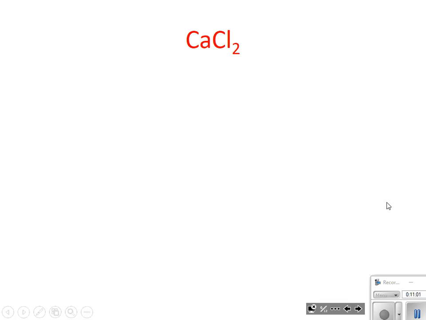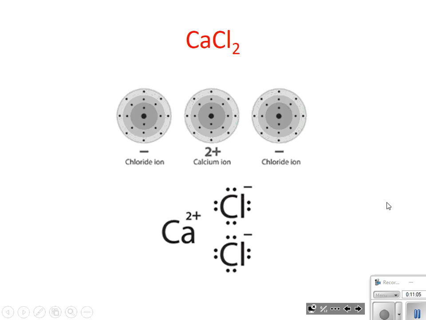So when we look at it like this, when I show you the diagrams, I have 2 chlorines. They have each gained 1 electron. I have the calcium that has lost 2 electrons. Therefore, when I write the formula, and we call that the formula unit, it is CaCl2.